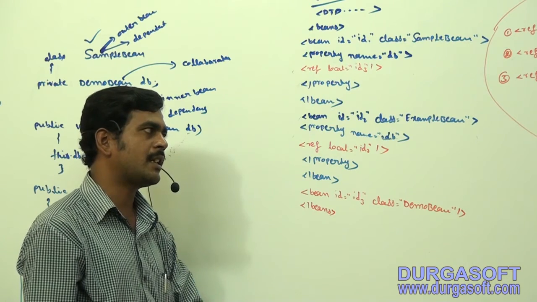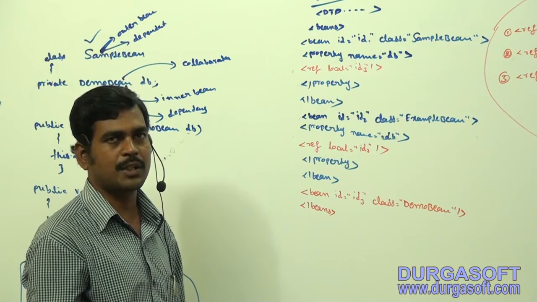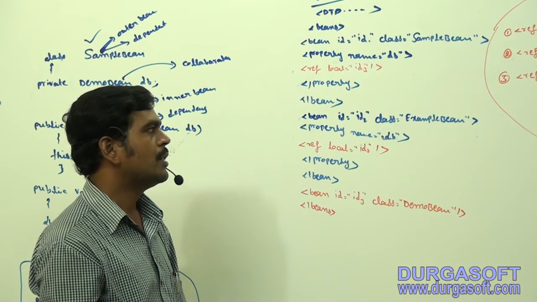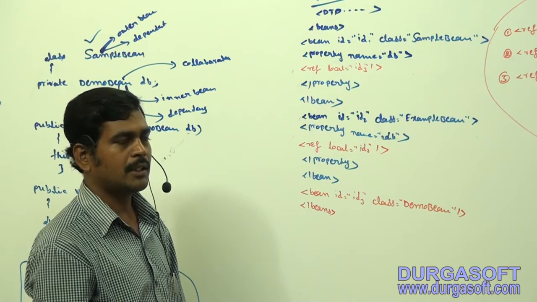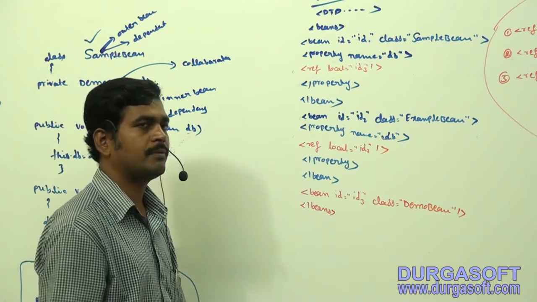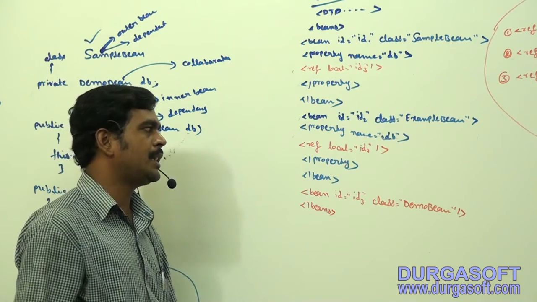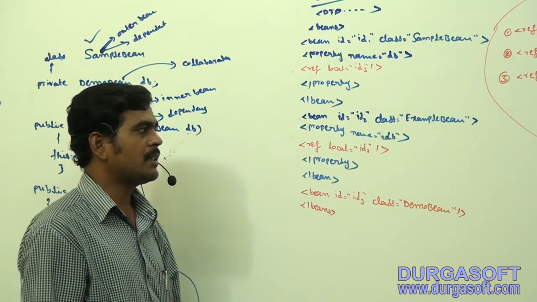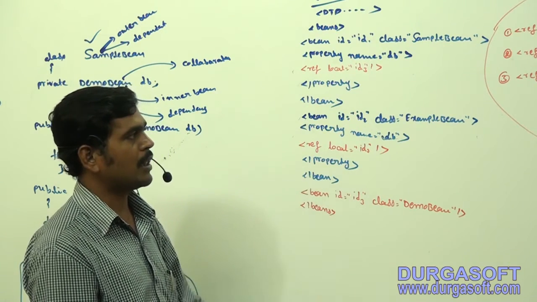Otherwise, the Spring container just throws one exception, BeanCreationException. Now within the document, ID1 is not available, so like this it throws the exception, if that inner bean is not available within the same XML file, whenever we are using the local.